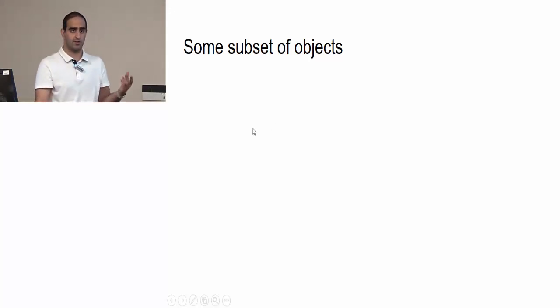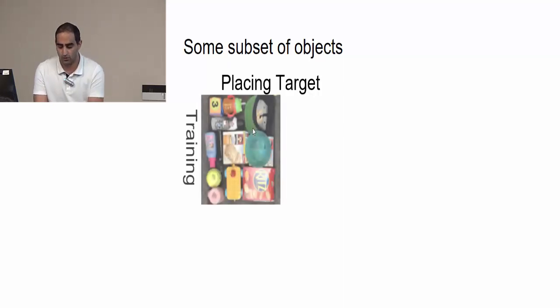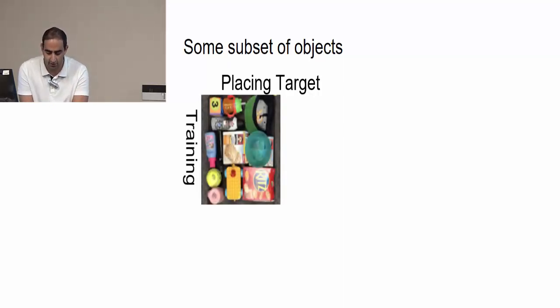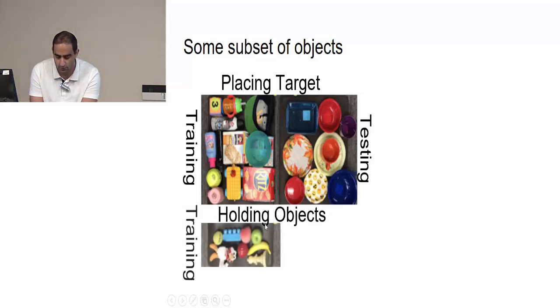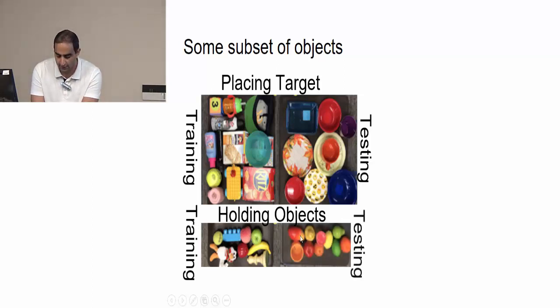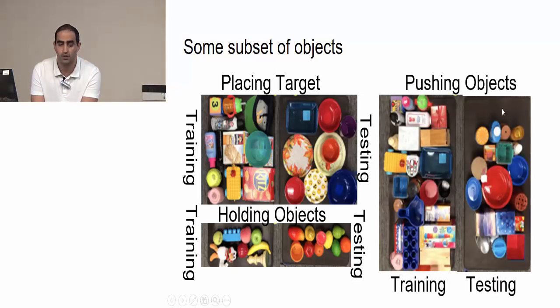Now, what are the objects they used for the tasks? These are some subsets of their objects. So for the task of placing target, they used these objects for training and used these objects for testing. So these objects were never seen during training. And for holding objects, they use these objects for training. Actually, this is a subset of the objects they used. And these objects for testing. And for pushing objects, they use these objects for training and these others for testing.